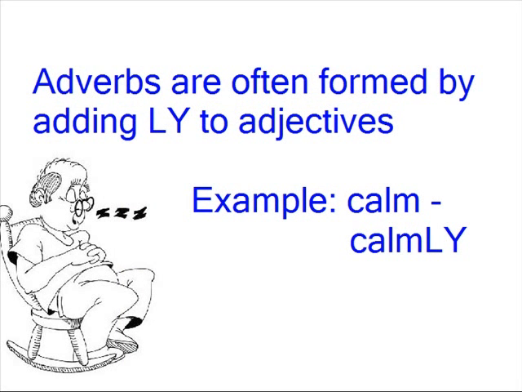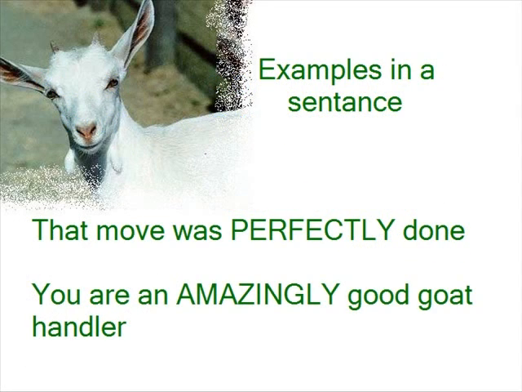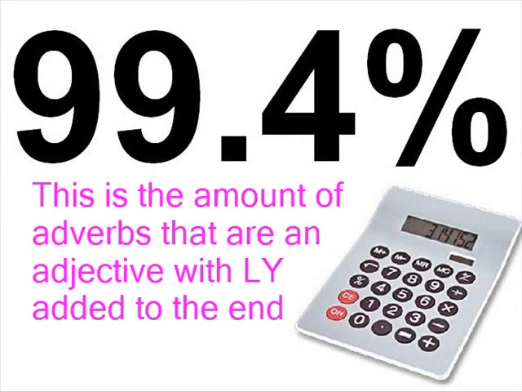Adverbs are typically formed by adding ly to adjectives. In this example, calm becomes calmly by adding ly to the word calm. Here are two examples in a sentence. That move was perfectly done. Another example is, you are an amazingly good goat handler. An interesting fact is that 99.4% of adverbs are an adjective with ly added to the end.